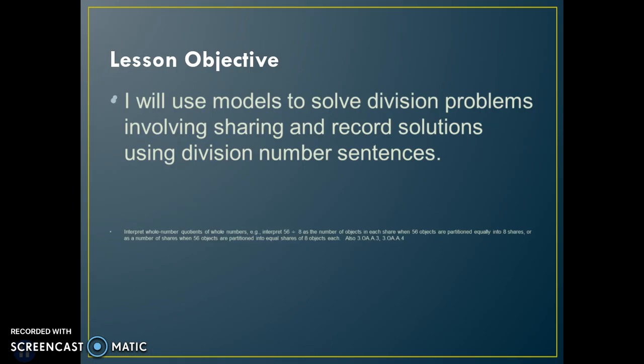Our learning objective for today's lesson and tomorrow's is going to be: I can use models to solve division problems involving sharing and record solutions using division number sentences. So we're going to actually write division sentences that make sense with the problem that we're being given.